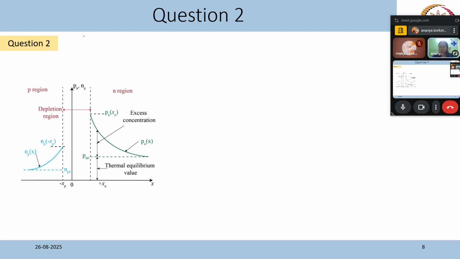Next two questions are based on this diagram. Here you can see this is the metallurgical junction, x equal to 0, this is xn, and this is minus xp. This line is for equilibrium minority carriers. These are the excess carriers and they decay exponentially. This is our depletion region. This is the P side, this is the N side.